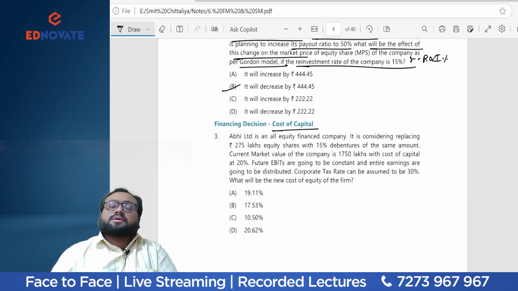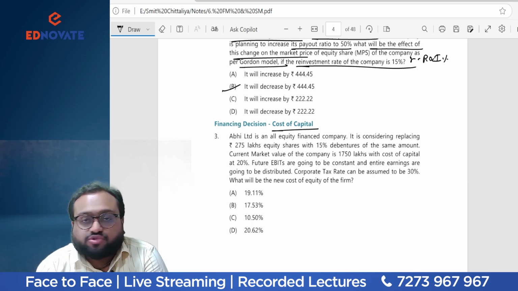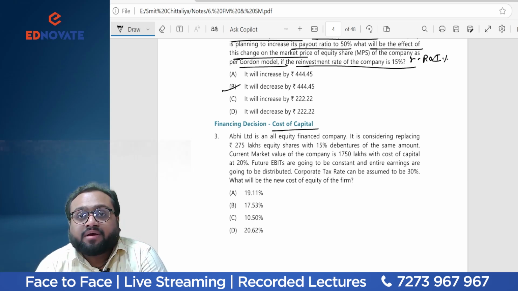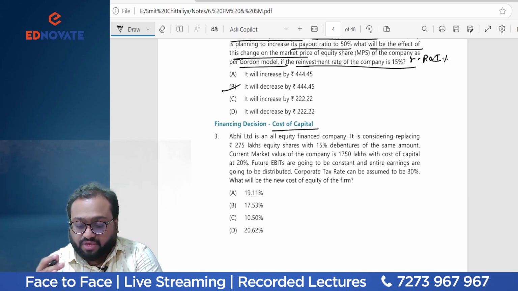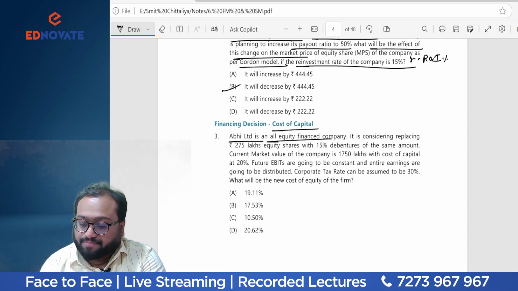Again, a very small sum, nothing much difficult, can be done very easily. Only question number 1 was very huge in the entire RTP. Others are quite manageable and good sums, so nothing to worry about. Let's come to question number 3. We'll solve it together. Abhi Limited is an all equity finance company.